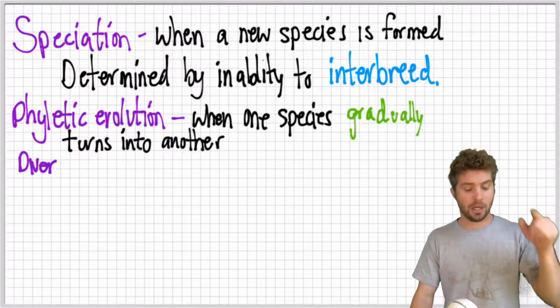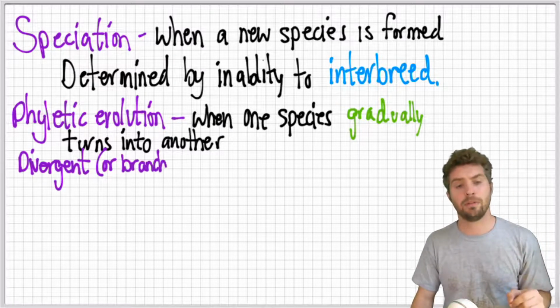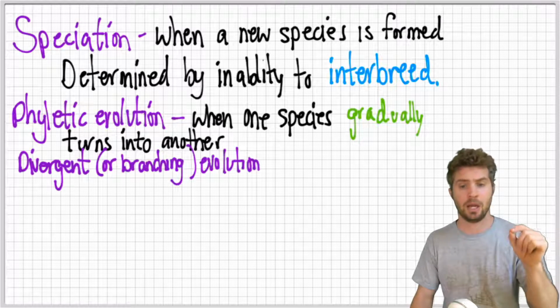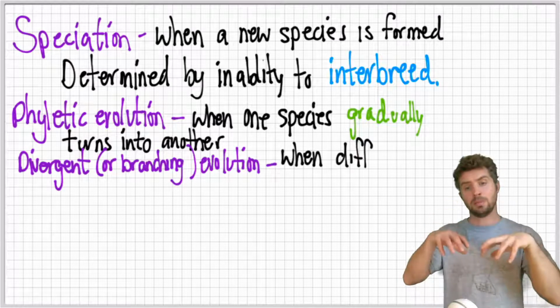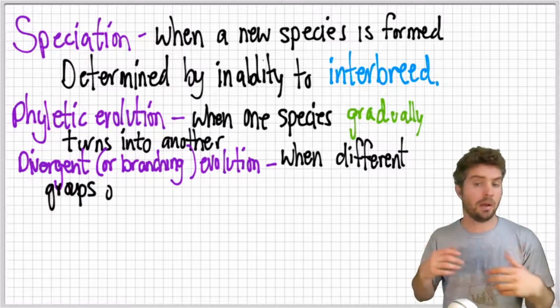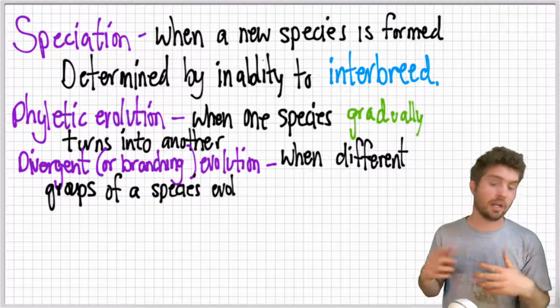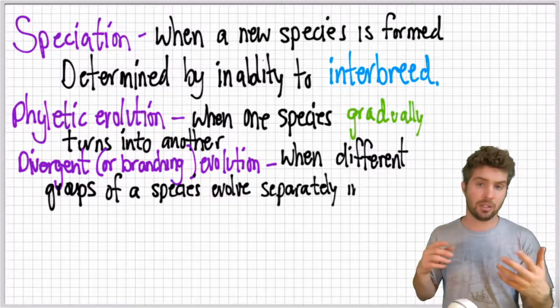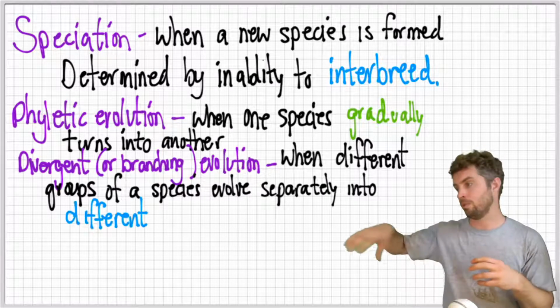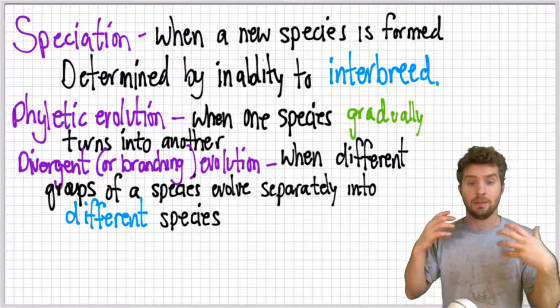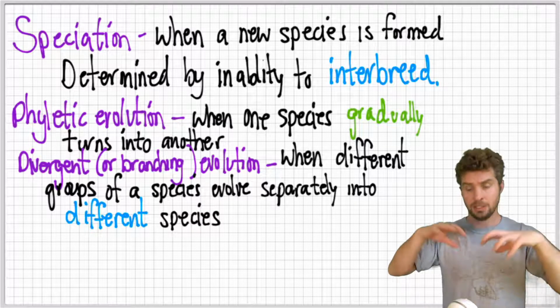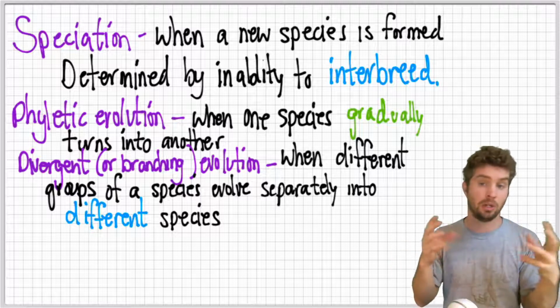Okay. A more common type of evolution is divergent, or you might say branching. It's also known as branching evolution, where one species is divided into groups, and there's lots of different ways that species can be divided. Most commonly it's geographic, so one group moves off this way, the other group moves off another way, and they evolve separately until they become different species and can no longer interbreed.